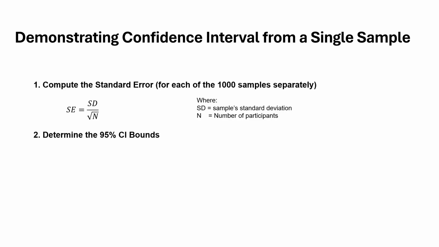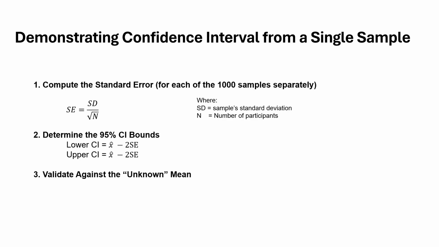In the second step, we will determine the 95% confidence interval bounds. The lower bound will be calculated by the sample mean of that respective sample minus the standard error times 2. In reality, it is 1.96, but 2 is fine for practical purposes. And then we will measure the upper confidence interval. That would be the sample mean of a respective sample plus 2 standard errors.